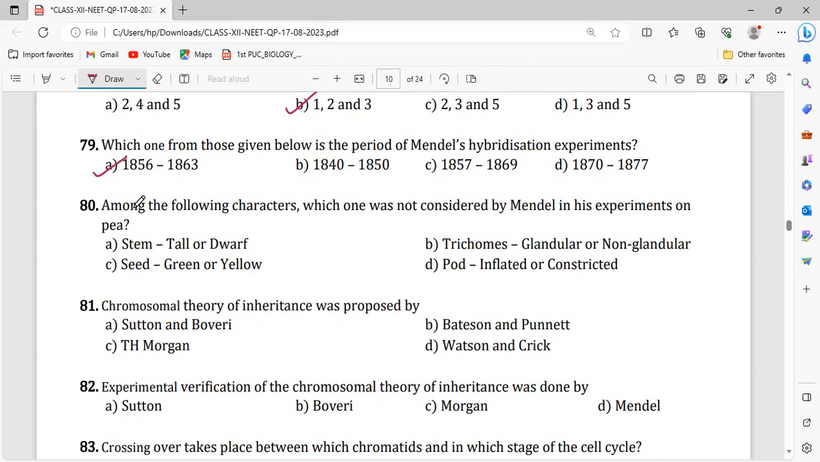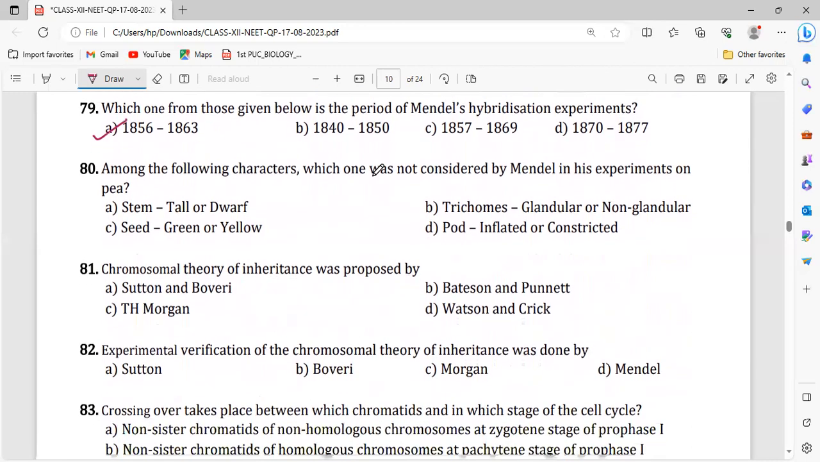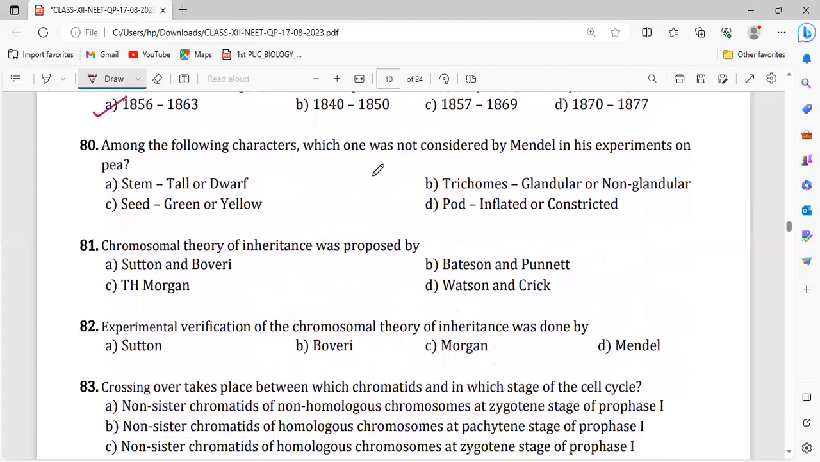So it is the first option, 1856 to 1863. Next, among the following characters, which one was not considered by Mendel in his experiment?